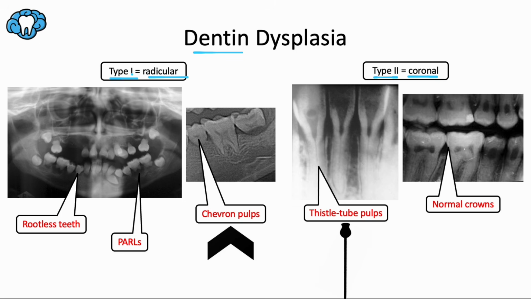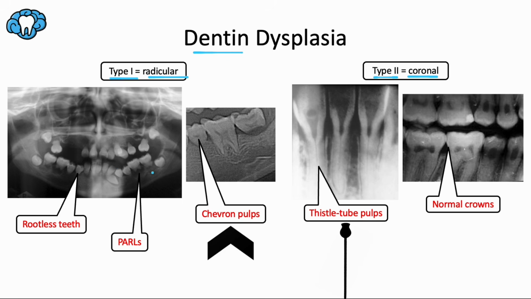Type 1 is the more common version of the 2, and it features very short roots, sometimes resulting in what we call rootless teeth. So you can imagine, without roots, you get premature mobility and exfoliation of those affected teeth. We also tend to see obliterated pulps and pulp stones, which lead to what we call crescent-shaped or chevron-shaped pulp chambers, or perhaps no pulp chambers at all. This is what a chevron symbol looks like for reference.